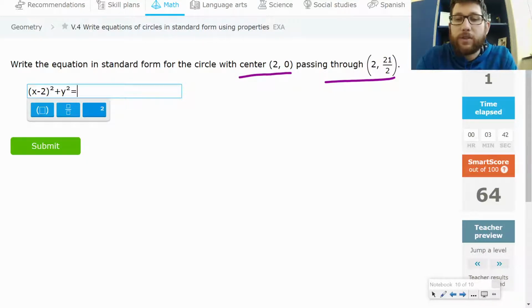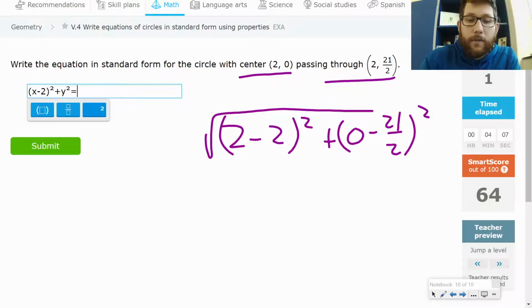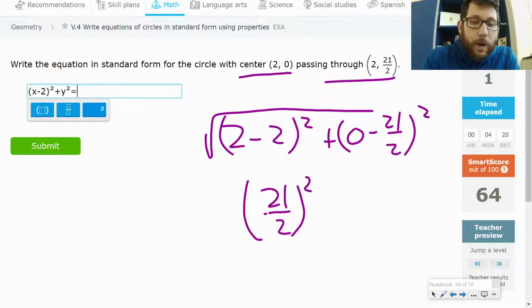That 2 comma 21 over 2 is not going to go over here because it's not the center, but I can use that to help me find the radius. Remember, the distance between the center and a point on my circle will be the radius. So I'm actually just going to use our distance formula here. So 2 minus 2 squared plus 0 minus 21 over 2 squared. Now, 2 minus 2 squared is 0, and this becomes negative 21 over 2, or I could put this as 21 over 2 because it's going to go positive, right? Squared, and the square root of all that.